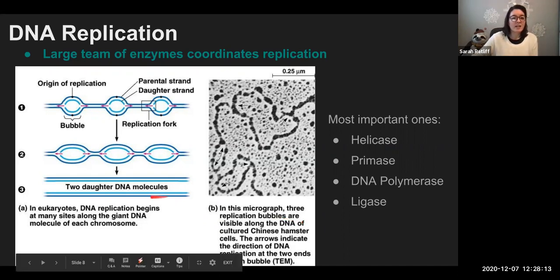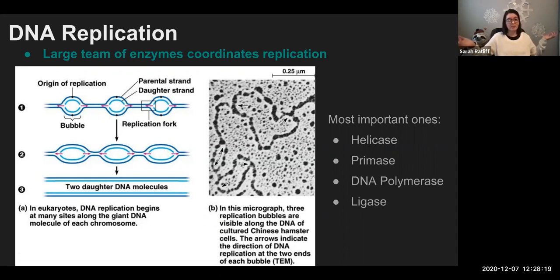Really quick, looking at this diagram, notice that there are some of these bubbles. That is DNA separating. It doesn't all separate in one spot and then just go. It's much more efficient to open up spots and then connect them as they replicate. We'll get a little bit more detail into that.